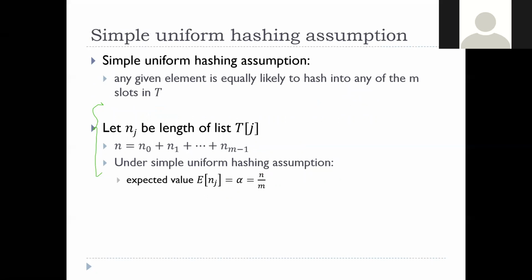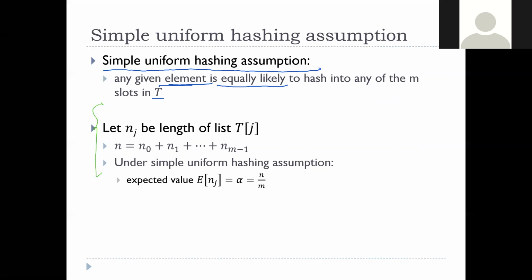Now, to analyze expected time complexity, we have to make an assumption. Intuitively, we have to assume we have a good hash function, but let's make it even simpler. Let's assume that our hash function is such that the so-called simple uniform hashing assumption holds. What that means is that any given element is equally likely to be hashed into any of the m slots in your hash table. So you don't have a preference for any slot in the hash table.